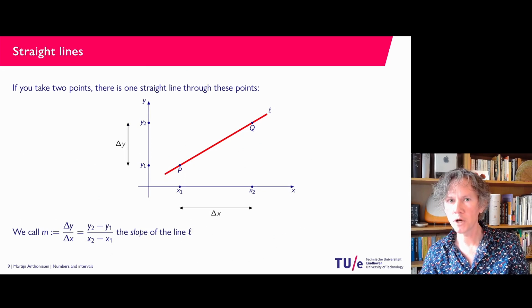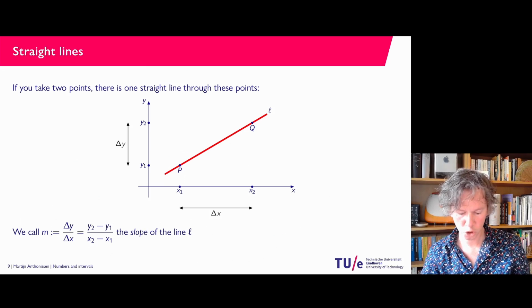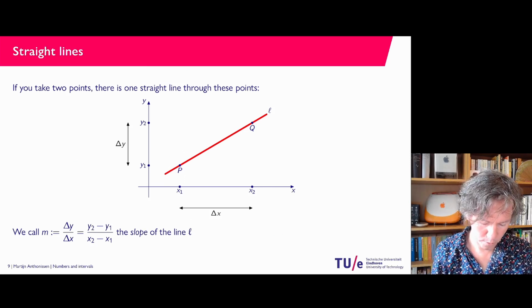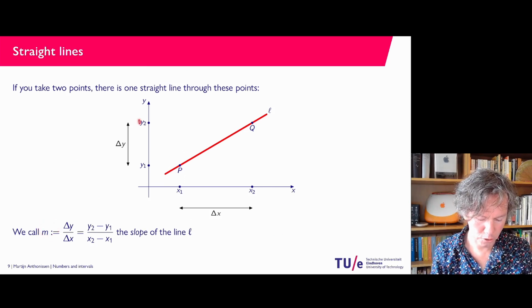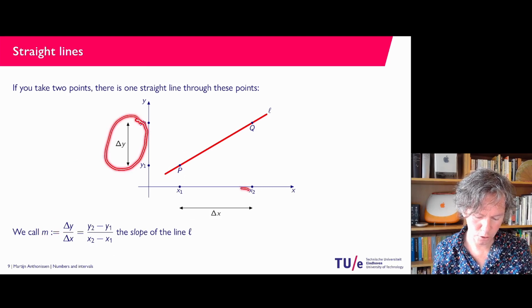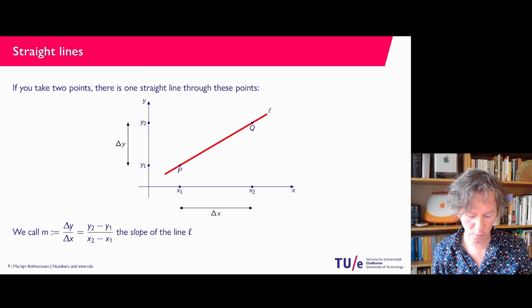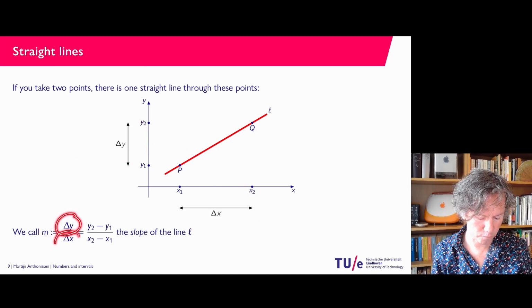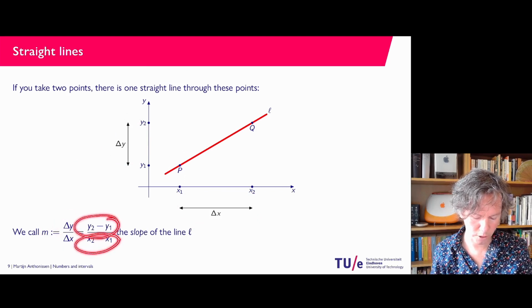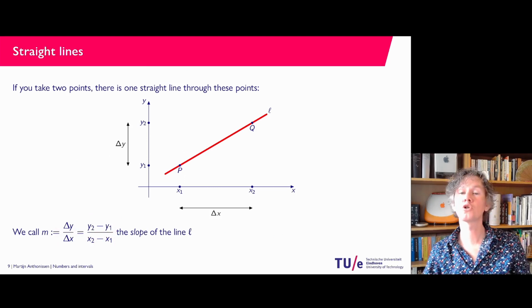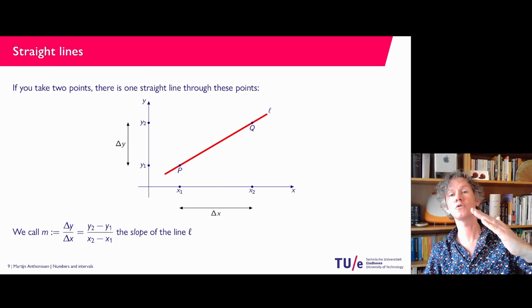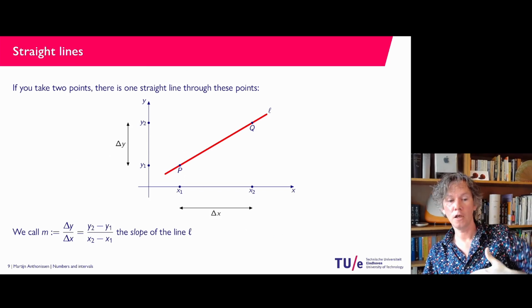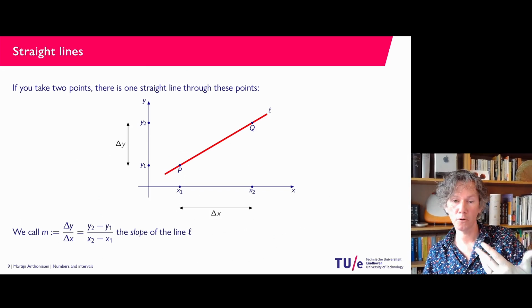To find the equation for that line, we first look at the slope. So the slope m is the distance in vertical direction divided by the distance in horizontal direction, delta y over delta x. So that's y2 minus y1 over x2 minus x1. And that tells you the slope of the line. So if it is positive, the line goes up. If it is 0, you have a horizontal line. If it is negative, the line goes down. If m is bigger and positive, it goes up faster, and so on.